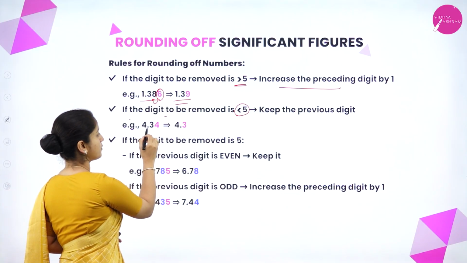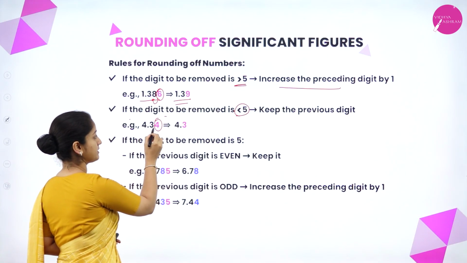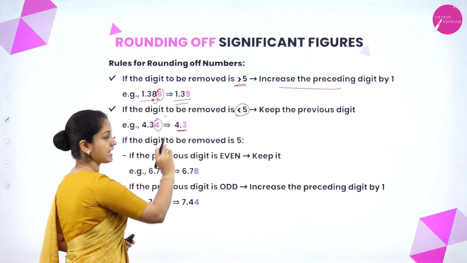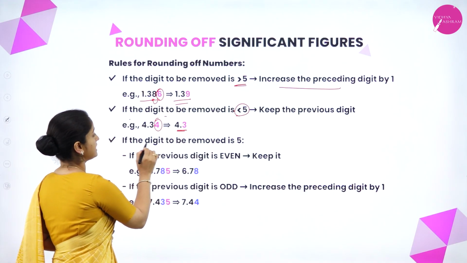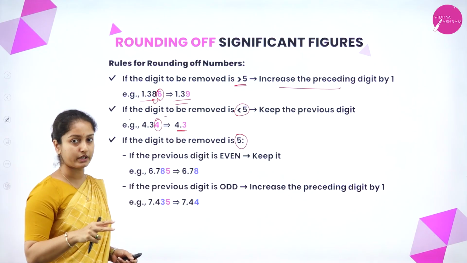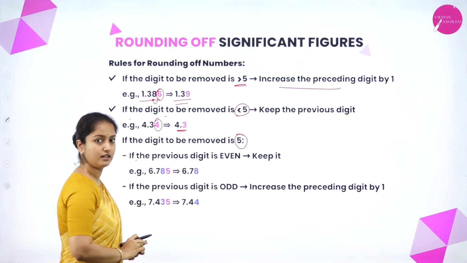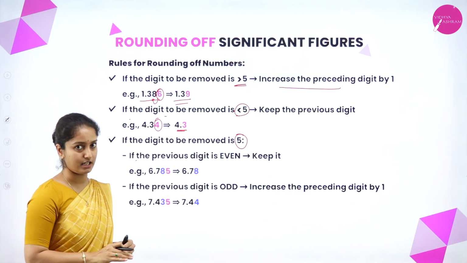So in the example 4.34, this 4 is less than 5 and the preceding digit is 3. So retain the preceding digit as such and the result is 4.3. Now if the digit to be removed is 5, again there are 2 criteria. If the previous digit is even, you don't have to change the previous digit, you have to retain as such.